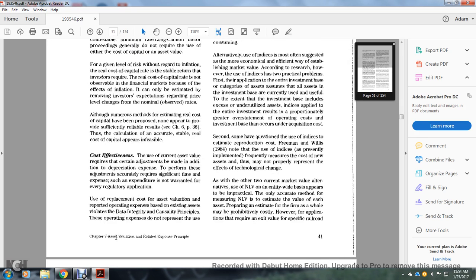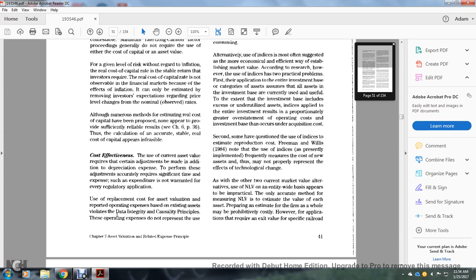Cost effectiveness. Use of the current asset values requires certain adjustments to be made, but the additional depreciation expense to perform these adjustments accurately requires a significant time and expense, and such expenditure is not warranted by every regulatory application. Using the replacement cost for asset valuation while reported operating expenses are based on the existing assets violates the data integrity causality principle.